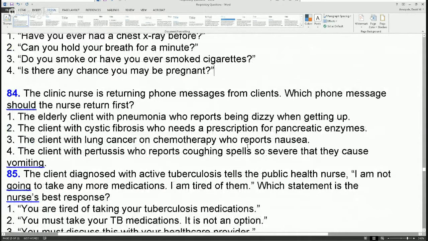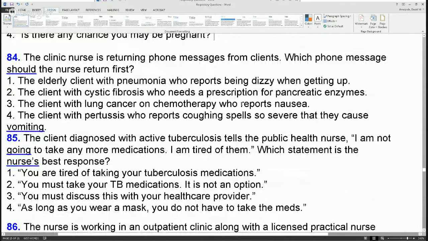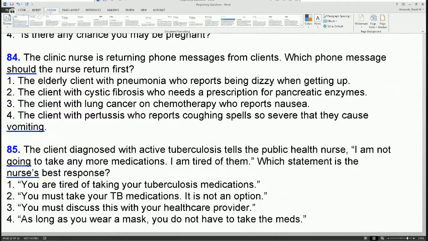All right, Jeff. The clinic nurse is returning the phone messages from clients. Which message should the nurse return first? Well, let's go with the old person who gets dizzy when they get up. That's right. Orthostatic hypotension. Orthostatic hypotension can be life-threatening.